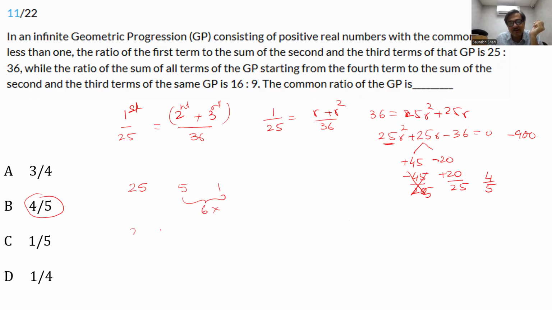So if I try 25 and the ratio 4 by 5, my second term will be 25 into 4 by 5, which is 20. 20 into 4 by 5 gives me 16. And this gives me 36. That's the answer. I could have simply done this also. A very quick approach by going by options.